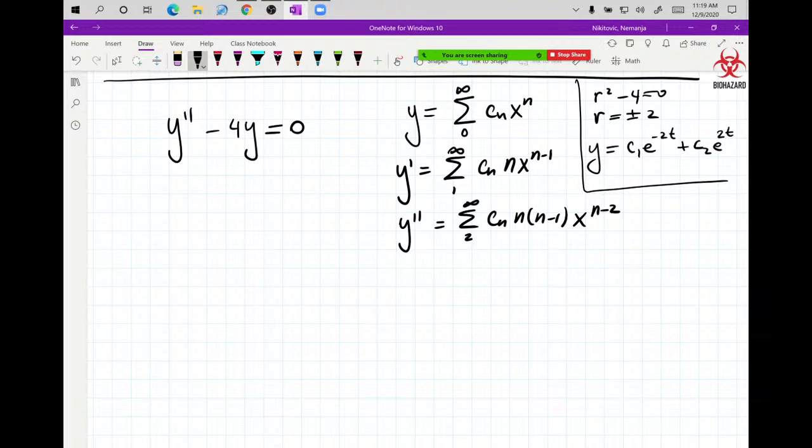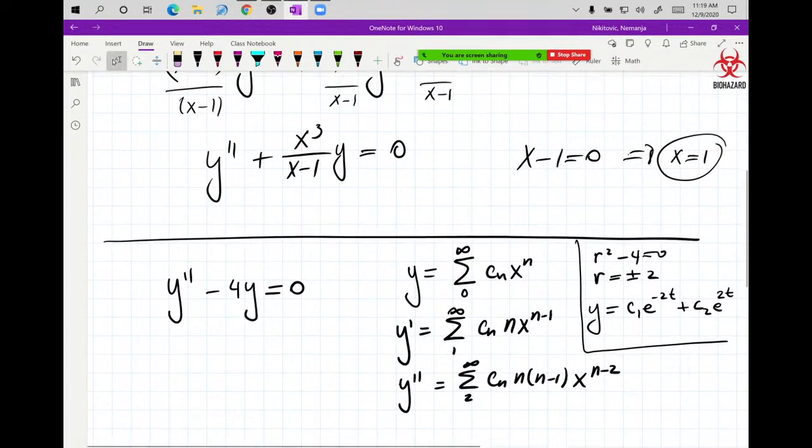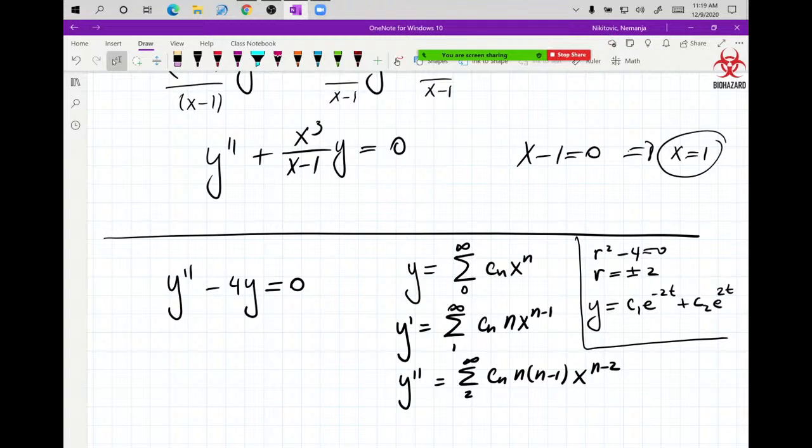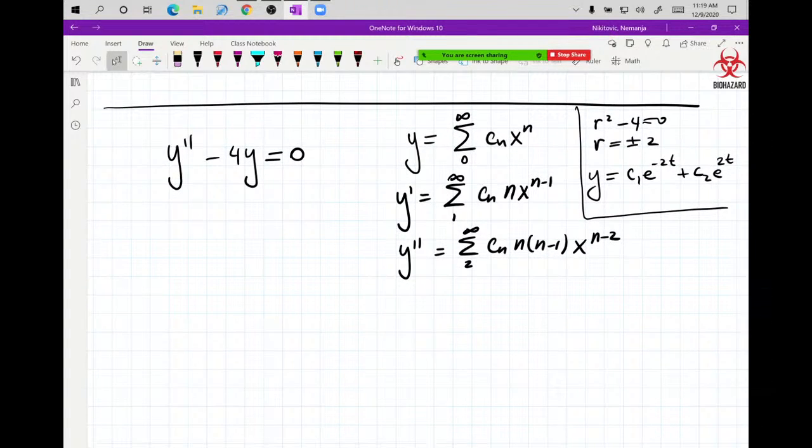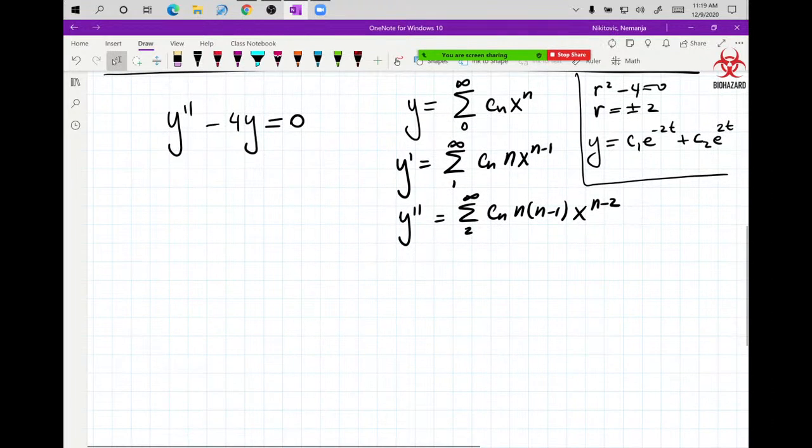You're supposed to plug these in and obtain something that is called a recurrence relation. And that recurrence relation will be the one that you will be dealing with. Now, if you have a situation where you have x equals 1 as an ordinary point and all that kind of stuff, in that case, you don't get to use x. You get to use x minus 1 to the n, x minus 1 to the n minus 1, and so on. So you have to be careful about these things. But as I said, this is our introductory lecture into power series.